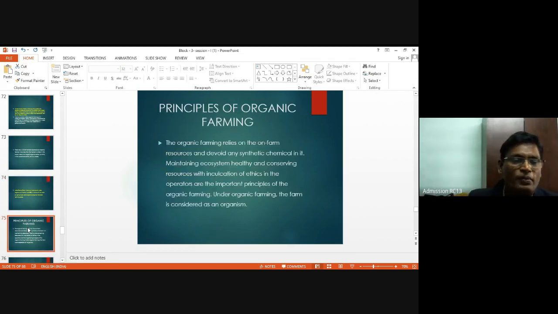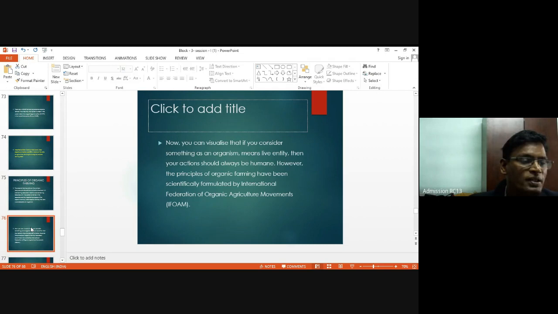And the principle of organic farming: organic farming relies on natural resources and is devoid of any synthetic chemicals. Maintaining the ecosystem's health and conserving resources, along with the inculcation of ethics in the operations, are important principles of organic farming. Under organic farming, the farm is considered as an organism. The motive is maintaining the ecosystem's health and conserving the resources. That is where we are focusing with respect to adopting organic farming.